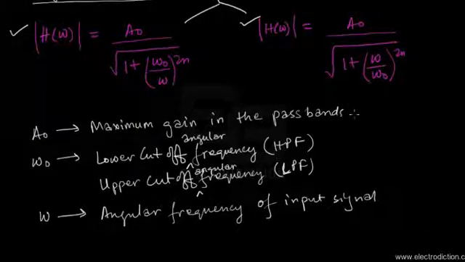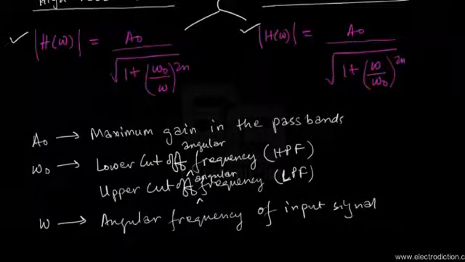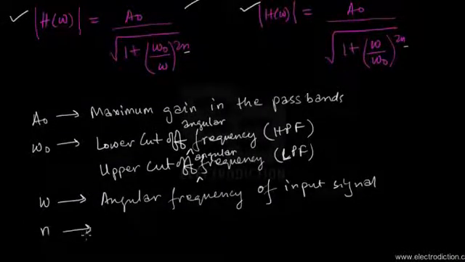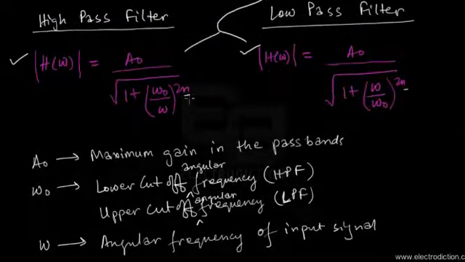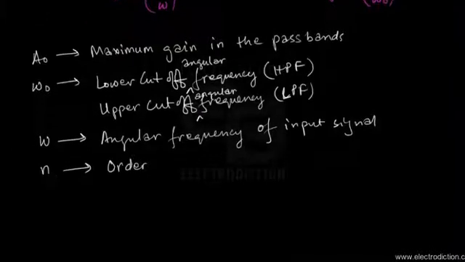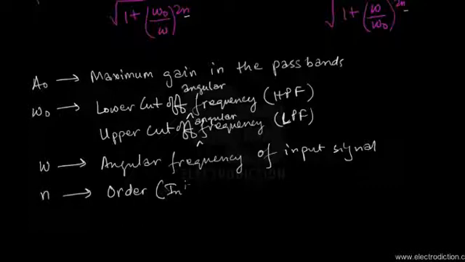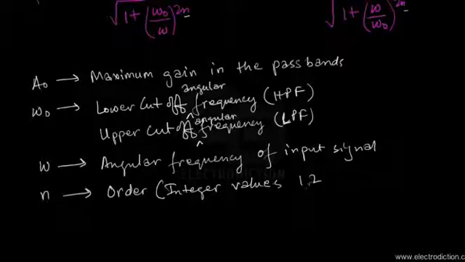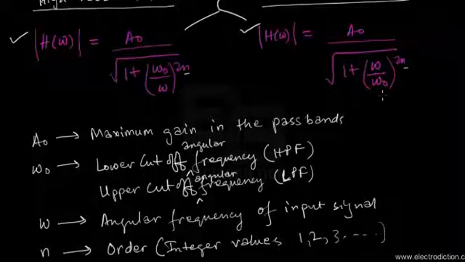Finally, we have the last of the variables, n. Here n is a variable that specifies the order of each of the filters, the order for each of the high pass and low pass Butterworth filters correspondingly. This n can take integer values, like 1, 2, 3, and so on. So these are the variables that we have in the transfer functions concerned.